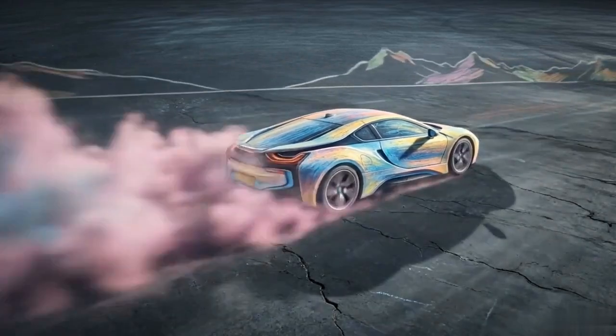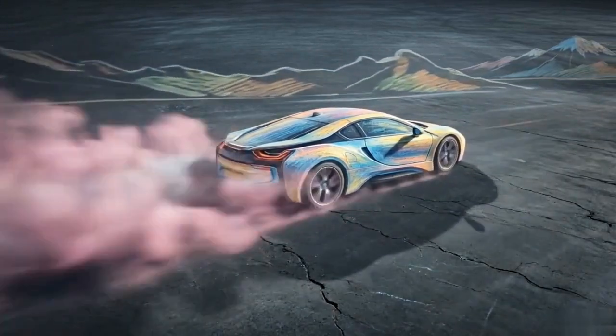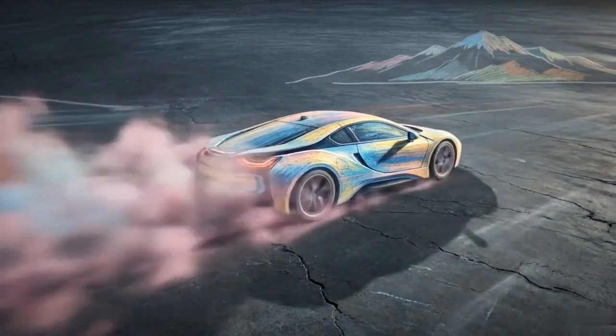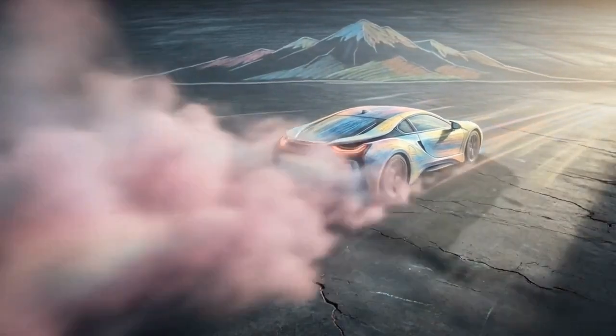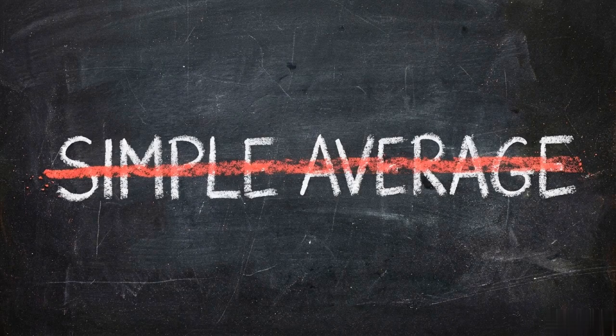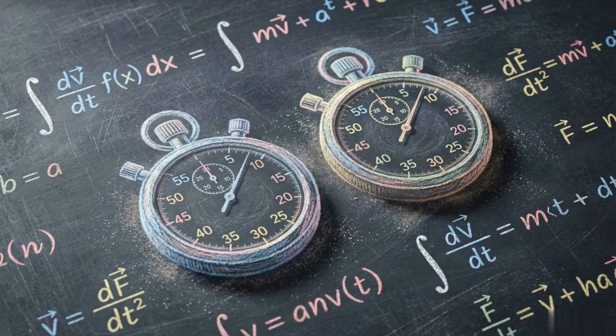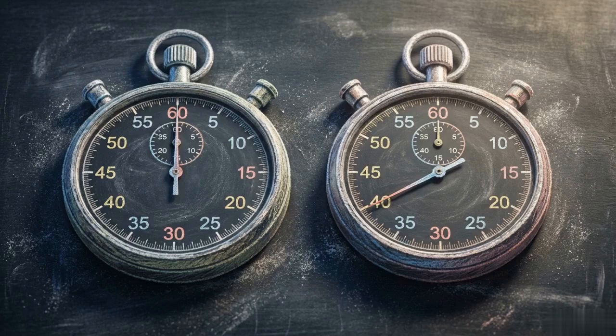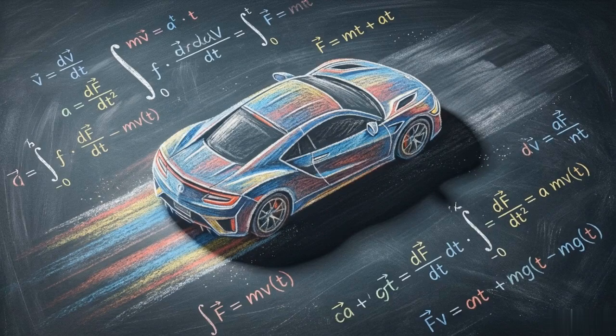Consider a car traveling outward from a city at 60 miles per hour and returning along the identical route at 90 miles per hour. The immediate instinct is to find the average speed by adding 60 and 90, then dividing by 2 to arrive at 75. That calculation guarantees a mathematical error. It incorrectly assumes the car spent an equal amount of time traveling at both speeds. Because the return trip at 90 miles per hour was faster, it took less time, weighting the overall average heavily towards the slower outbound speed.